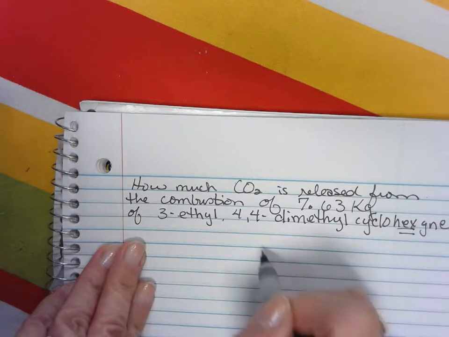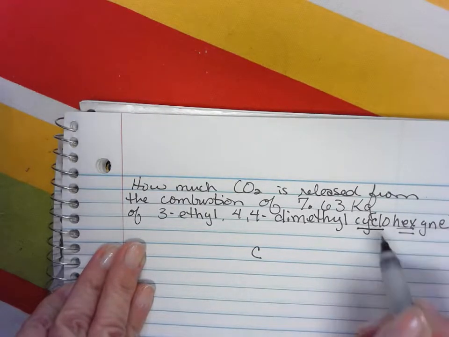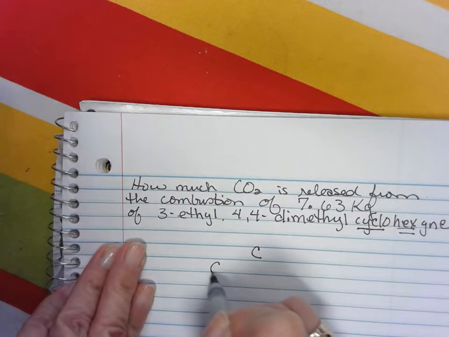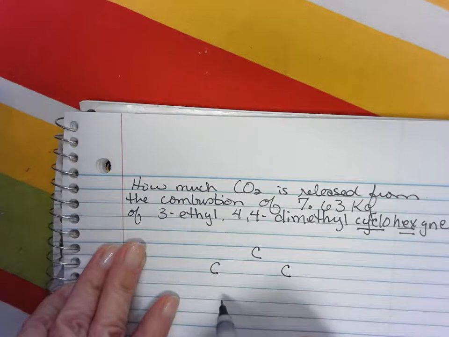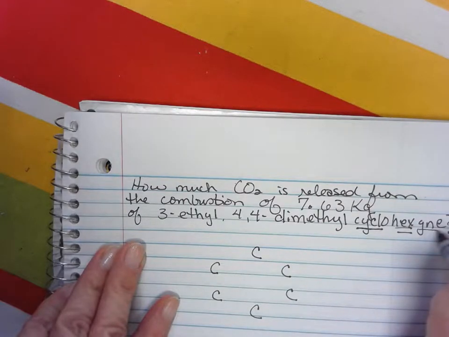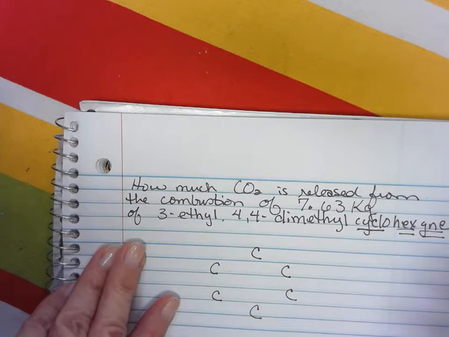Hex means we've got 6 carbons, so I'm just going to put out 6. Cyclo means that it's in a circle, so I'm going to put my 6 carbons in a circle. I'm going to leave myself plenty of room so I don't have to be scrunched up. Now the fact that it has the y and e in it means that there's a triple bond somewhere.